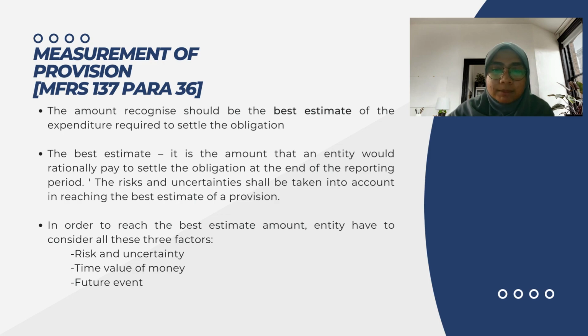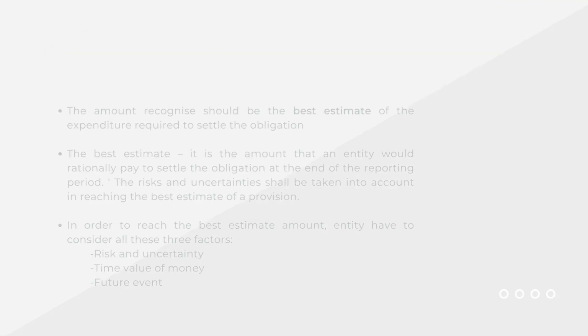Besides that, to reach the best estimate amount, the entity must consider all these three factors. First, risks and uncertainties. The entity must consider the risks and uncertainties that unavoidably surround many events and circumstances, for example, inflation. Second, time value of money. If the entity expects to settle the obligation beyond 12 months after the reporting period, then the amount of provision shall be the present value of the expenditures required to settle the obligation. And the last one is future events. If there is enough evidence that a future event will occur, then it shall be reflected in the amount of provision.